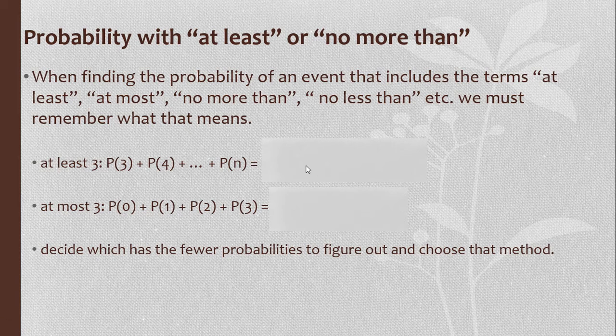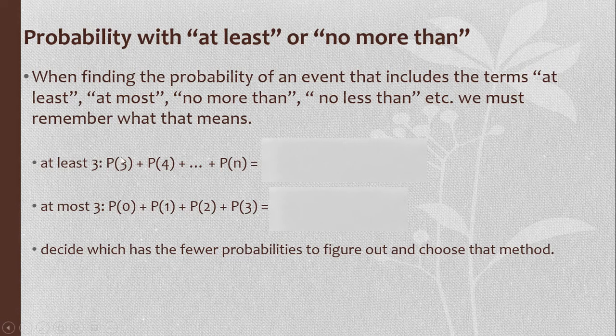So probability with at least or no more than, well, these are going to be things that sound like less than or equal to, or less than or equal to. So we'll look at how we can represent those. When finding the probability of an event that includes the terms at least, at most, no more than, no less than, we must remember what that means.